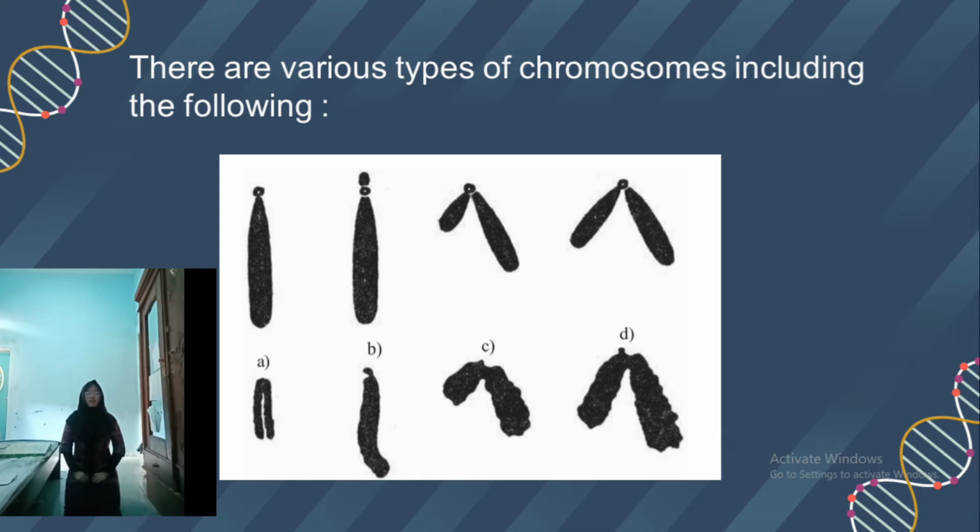Telocentric forms, if the location of the centromere is at the end. B. Acrocentric forms, if the location of the centromere is near the tip. C. Submetacentric forms, if the location of the centromere is a bit far from the end of the chromosome and usually form the letter L or J. And the last one is metacentric forms, if the location of the centromere is in the middle so that the length of each arm is the same.